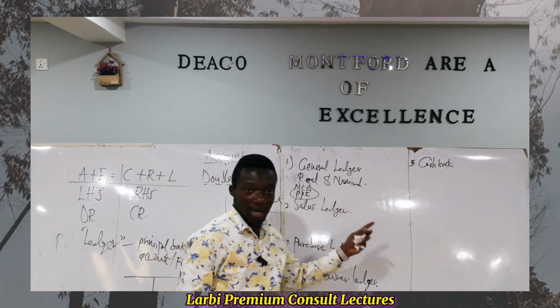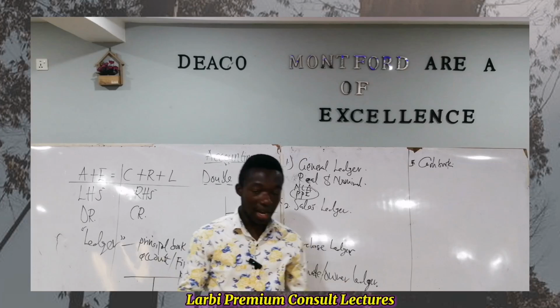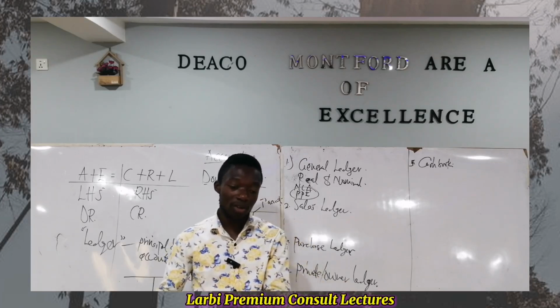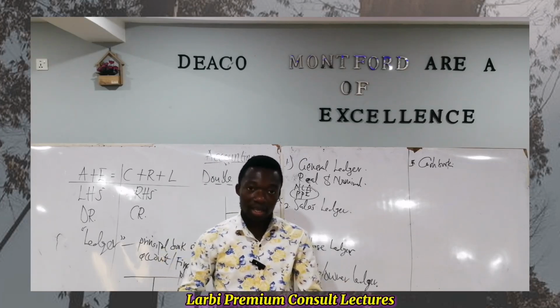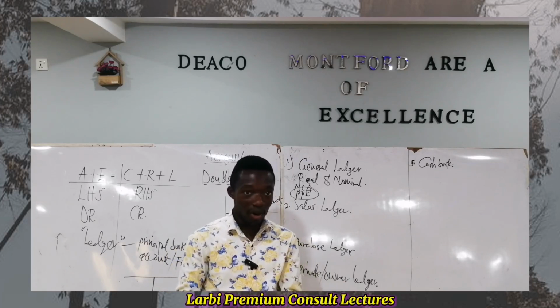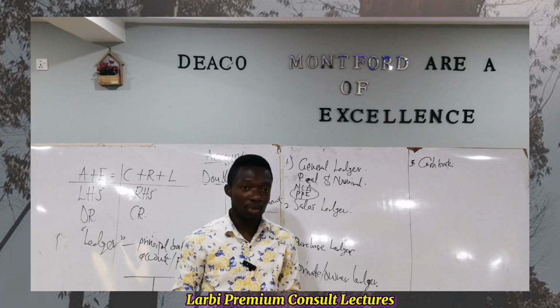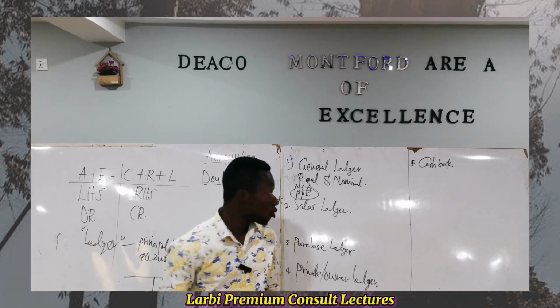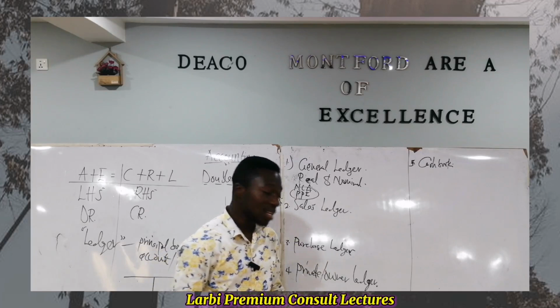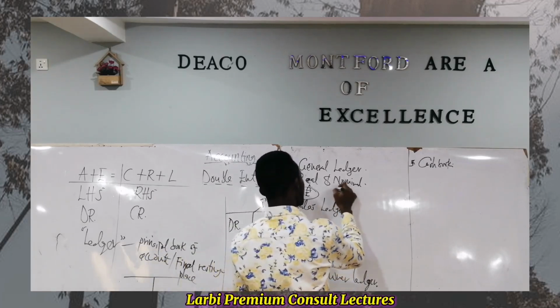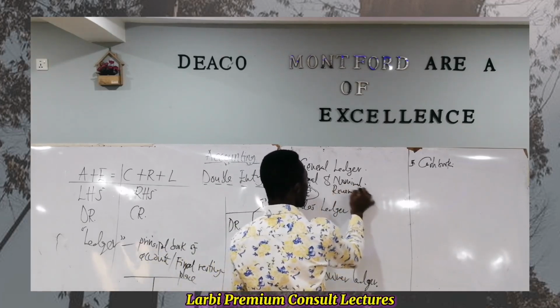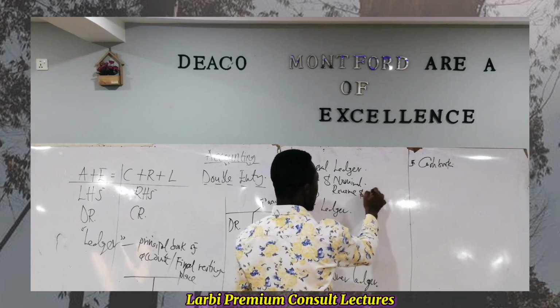But when we talk about the nominal ledger, the nominal account, this account deals with recording transactions that have a short-term effect within the business period, which is within 12 months. So the nominal account records items like revenue and expenditure.